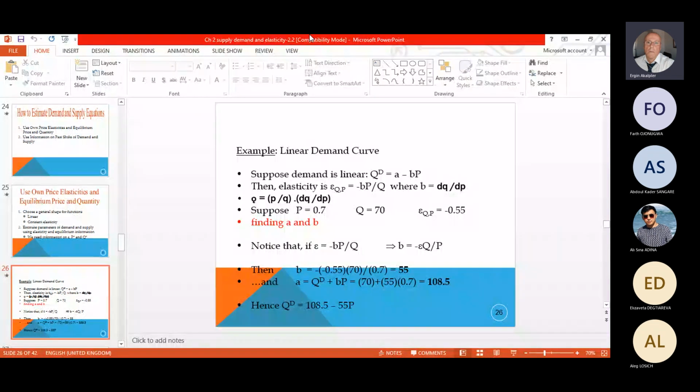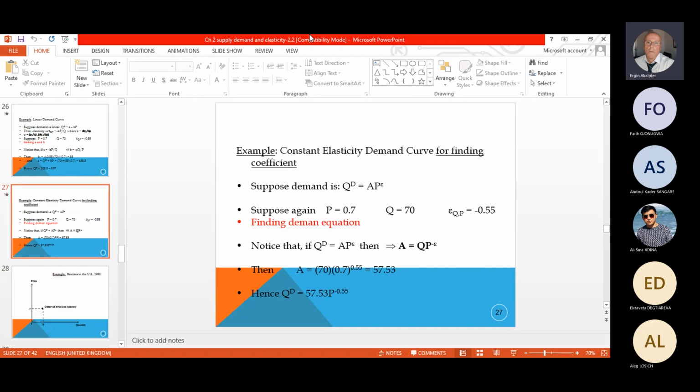QD is 108.5, which is the constant or coefficient, minus 55, which is, of course, the slope of this curve. As I have mentioned to you, it is given. If you don't have it, you can easily find B. Then P is the initial price. Then comes the example for the constant elastic demand curve for finding coefficients.